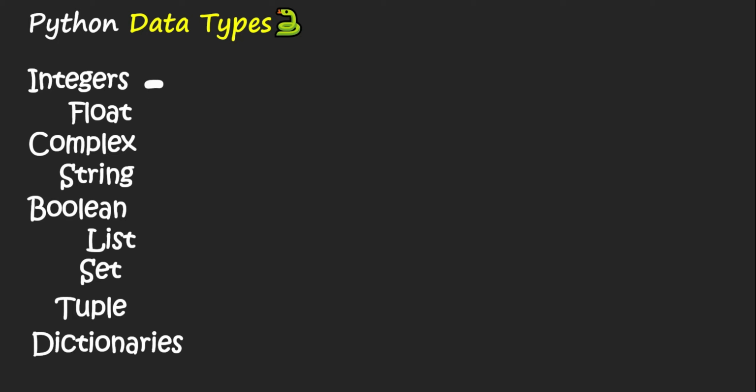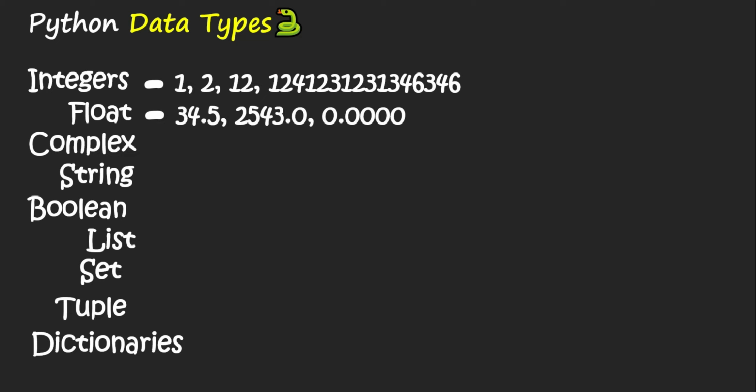So integers, as I have told you, are whole numbers. So 1, 2, 12, or any number, it should be a whole number. Float on the other hand is decimal numbers, 34.5 or even 0.000. You could add as many zeros as you want after the decimal point, no matter what. Complex is numbers like 4 plus x or 23 minus j.